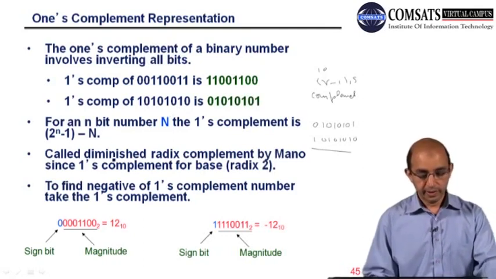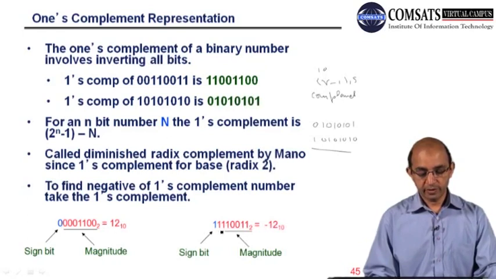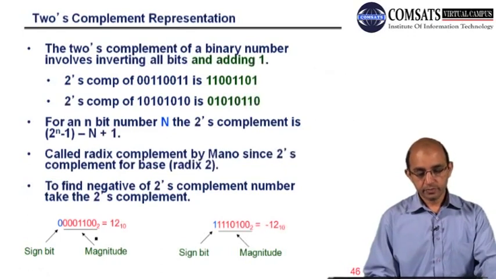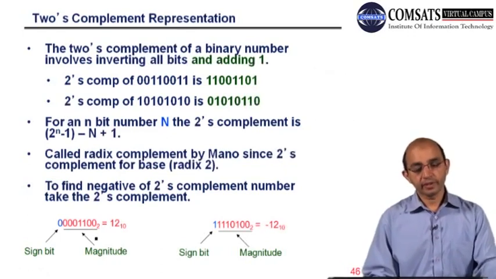So after taking the complement, here if I have minus 12, you can see that this is the complement of minus 12, and this is the sign bit. And then the 2's complement.